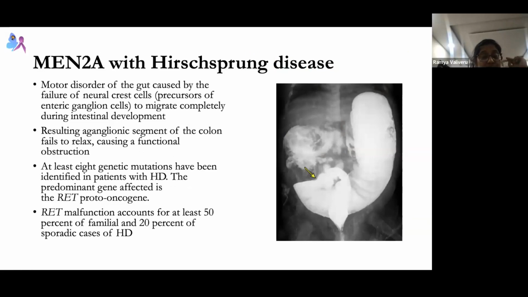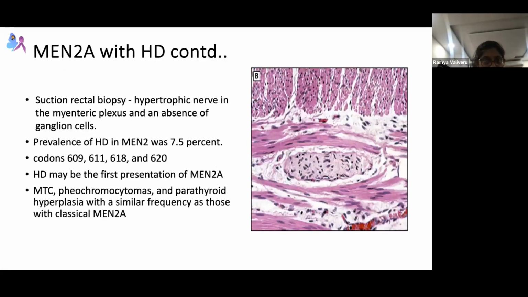RET malfunction accounts for about 50% of familial and 20% of sporadic cases of Hirschsprung disease, it seems. At least eight genetic mutations have been identified. The aganglionic portion fails to relax, causing a functional obstruction. We all know suction rectal biopsy to look for hypertrophic nerve endings is the diagnostic test.